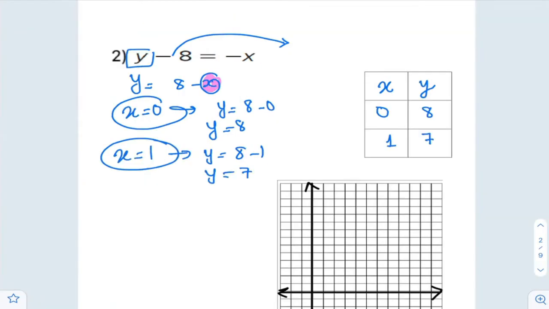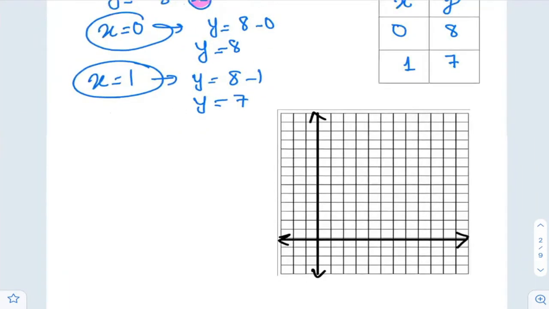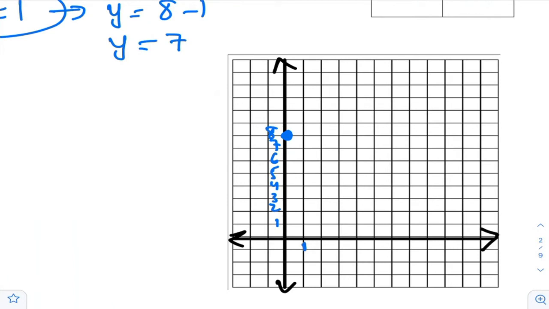Now we are going to plot the points we have obtained. 0, 8 will be exactly on the y-axis: 0, 1, 2, 3, 4, 5, 6, 7, 8. This is 0, 8. And the other one is 1, 7. I'll go to 1 on the x-axis and jump up to y equals 7. And this will be my line. I will match them using the ruler. This will be my line. You can extend it as much as you can.